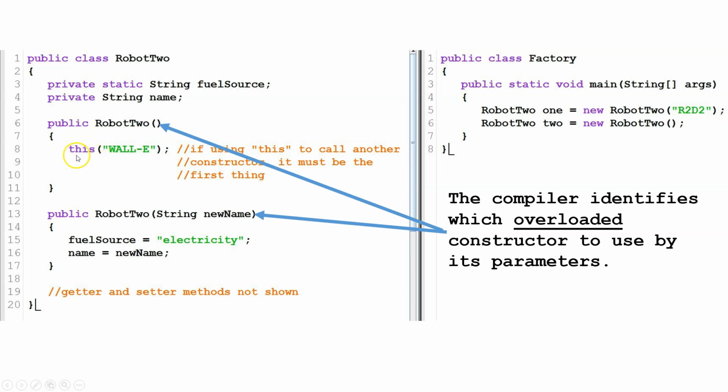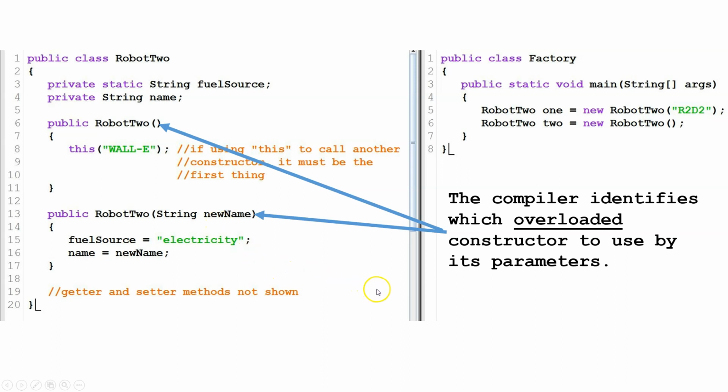And what that does is, in this situation, this is going to call another constructor. So it's looking for a constructor that has one string parameter. So it goes to this one. It passes the string wall-e, so it'll set fuel source equal to electricity, and it'll set name equal to new name, which happened to equal wall-e in this case.